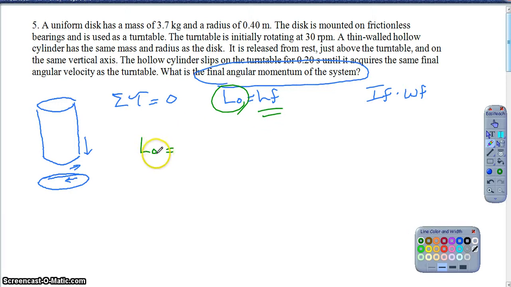All I really have to do is find my initial angular momentum, right? So to do that, I just need my initial moment of inertia, in other words, the moment of inertia for just the disk, and then I need the initial angular velocity, which they gave me in RPMs. I just need to convert that to radians per second. So I'm going to go ahead and do that first. My initial angular velocity is 30 revolutions per minute. I want that in radians per second.